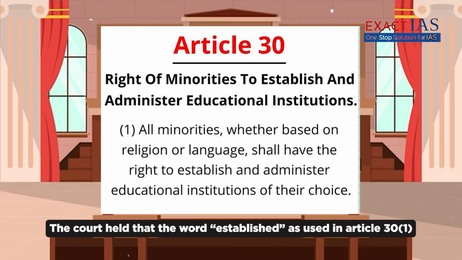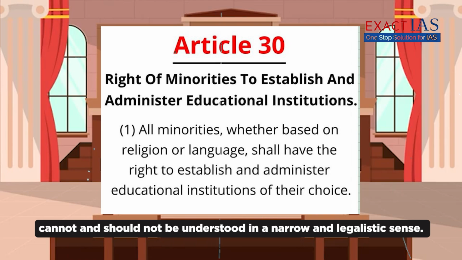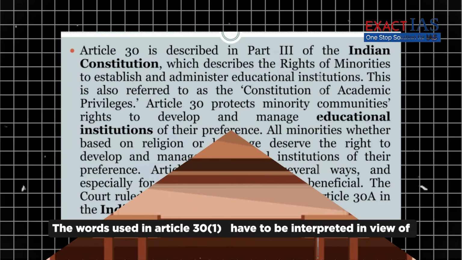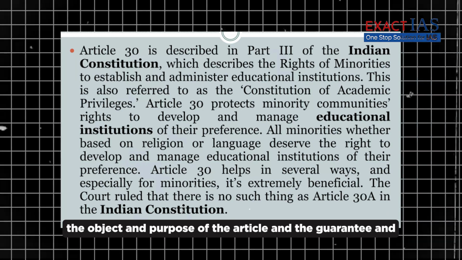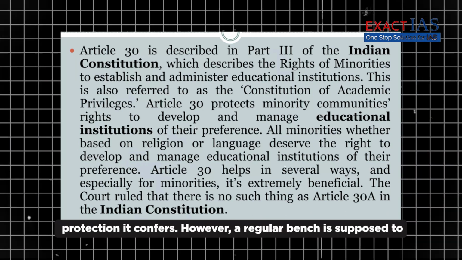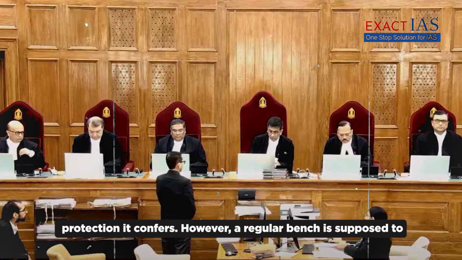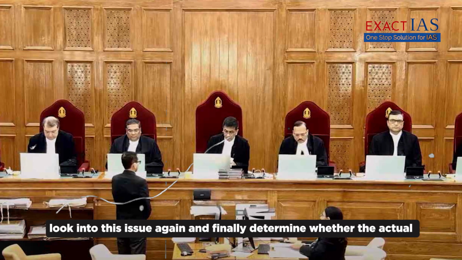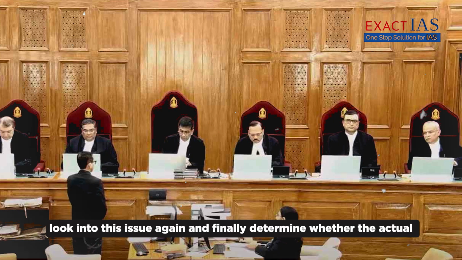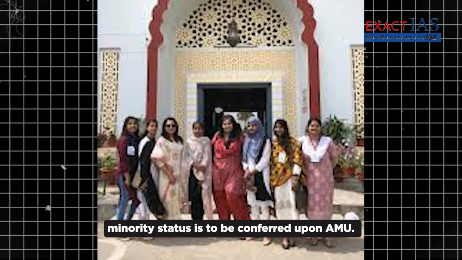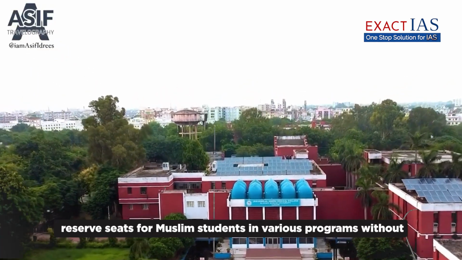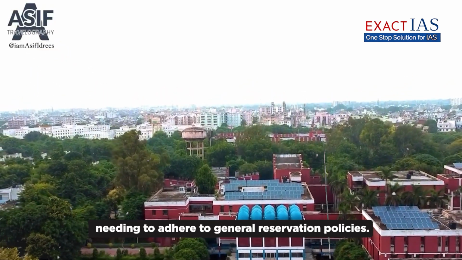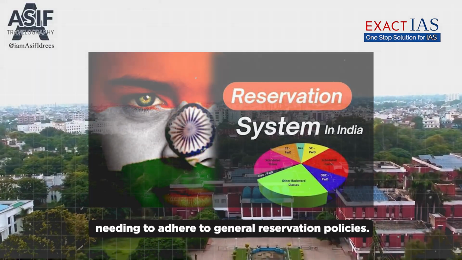The court held that the word established as used under Article 30 Clause 1 cannot and should not be understood in a narrow and legalistic sense. The words used in Article 30 Clause 1 have to be interpreted in view of the object and purpose of the article and the guarantee and protection it confers. However, a regular bench is supposed to look into this issue again and finally determine whether the actual minority status is to be conferred upon AMU or not. AMU's recognition as a minority institution could help it to reserve seats for Muslim students in various programs without needing to adhere to general reservation policies.